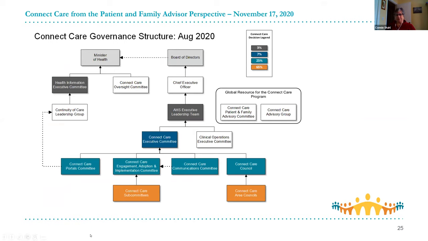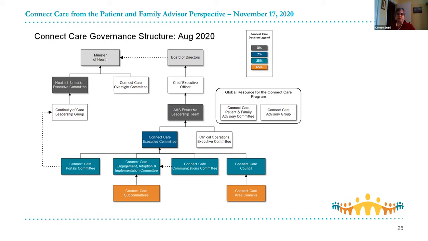Governance of Connect Care is complex. The portal committee has significant input with both the patient advisor and the provider perspective. The Provincial Connect Care Patient and Family Advisory Committee is a global resource for the Connect Care program, where patient advisors have demonstrated fluidity and flexibility for urgent consults outside of their scheduled meetings. The Connect Care project was designed by those on the front line, along with patient and family advisors, where 65% of decisions are made. They have been involved at all levels, from the request for proposal to sitting at the executive committee. One comment from an advisor was, "I feel that my input is taken seriously."